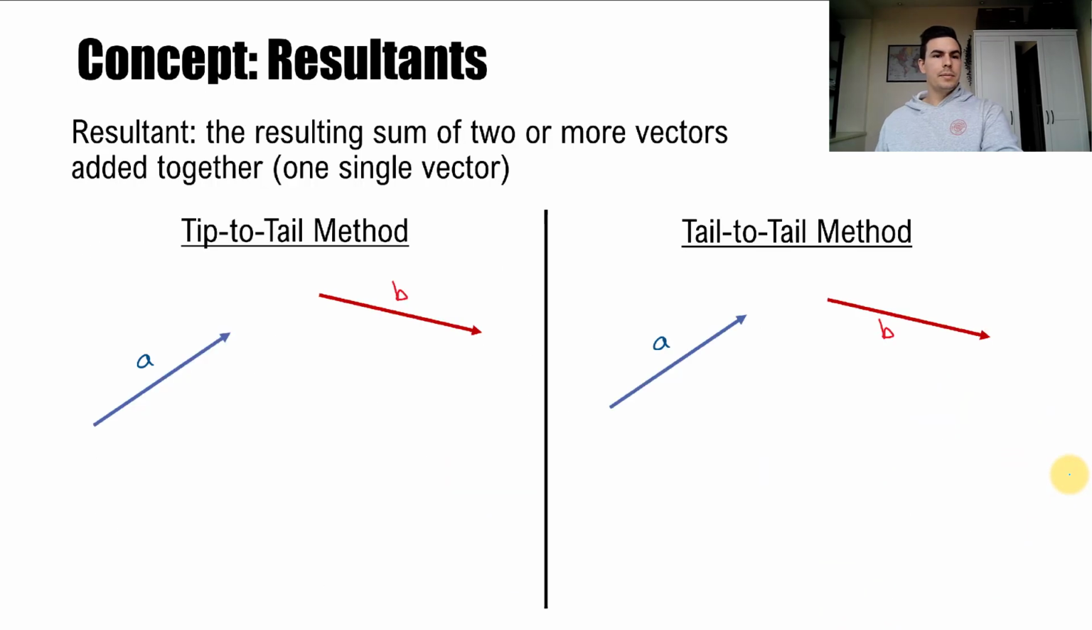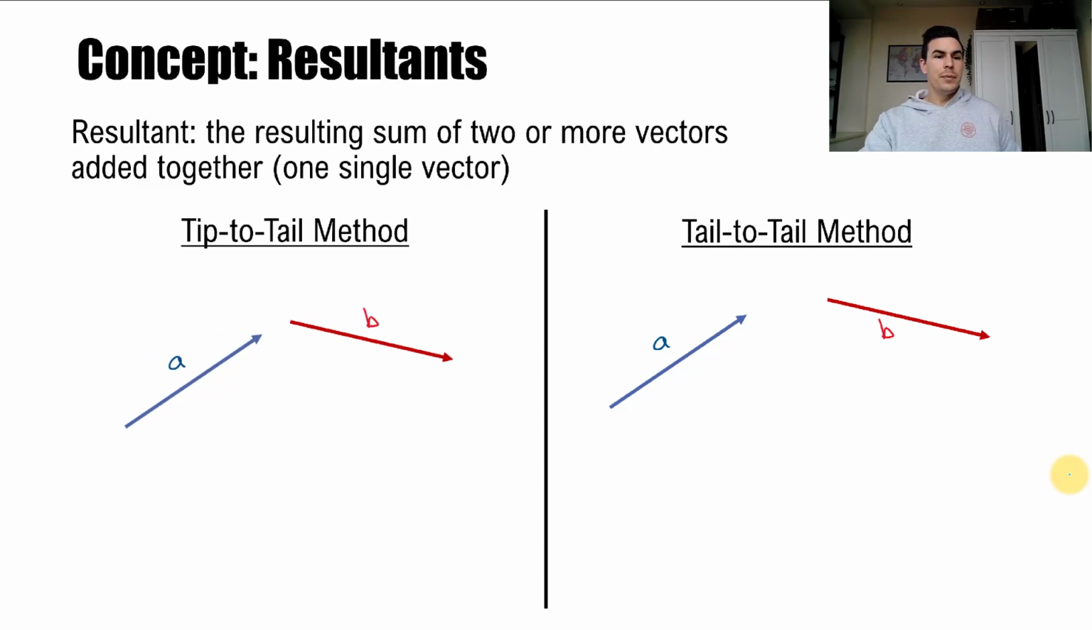Okay, let's go into the concept of resultants now, all right? The resultant is the vector that we get when we add two or more vectors together, okay? And we have two methods of finding resultants. The first one is called the tip-to-tail method, otherwise known as our triangle method. Okay, so if I were to add vectors A and B, I would just take the tip of vector A here, all right?